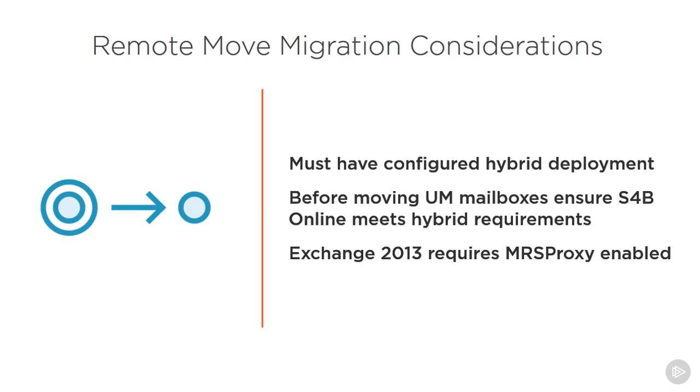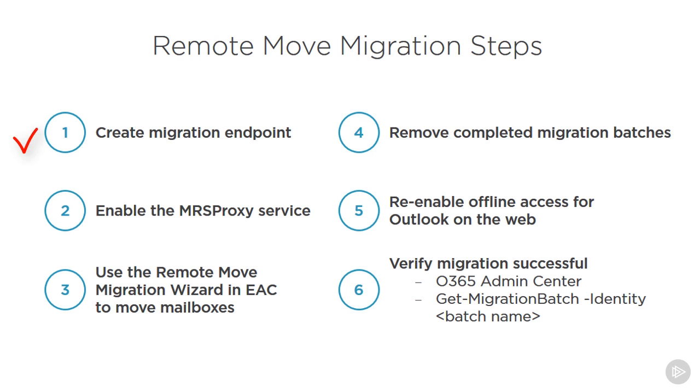Now, the steps to do this are pretty straightforward. First off, you're going to create a migration endpoint. This endpoint contains the connection settings for your on-prem Exchange server that's running that MRS proxy service that we just introduced, which means we'll need to enable that MRS proxy service on-prem. Step 3 is to use the Remote Move Migration Wizard, which is part of the Exchange Admin Center, and that's going to migrate those mailboxes. Your fourth step is going to be some cleanup. You're going to remove the completed migration batches.